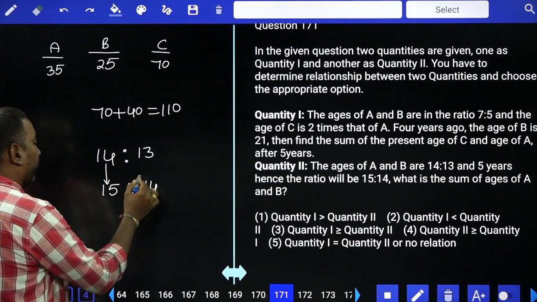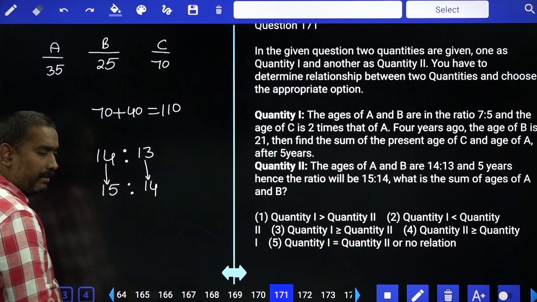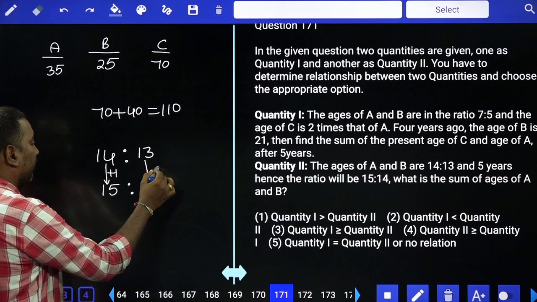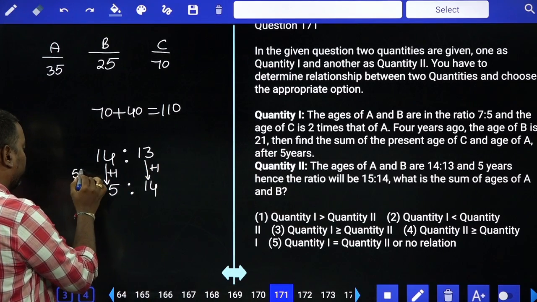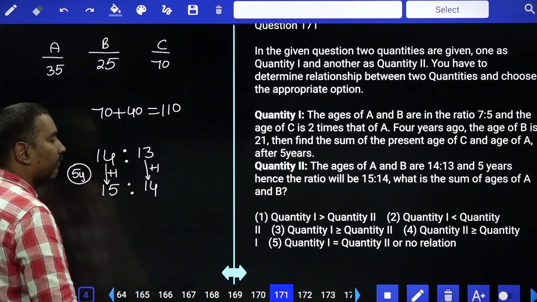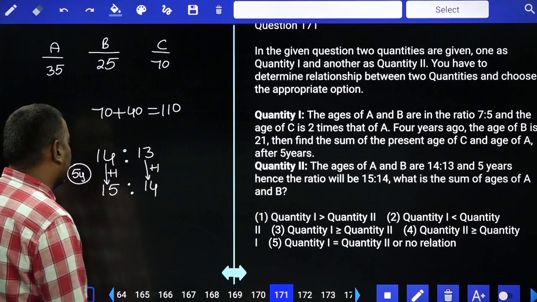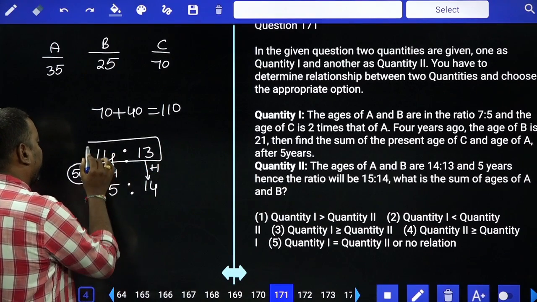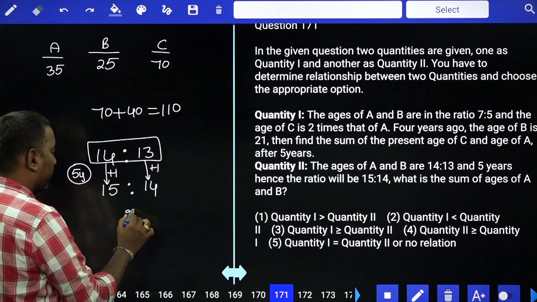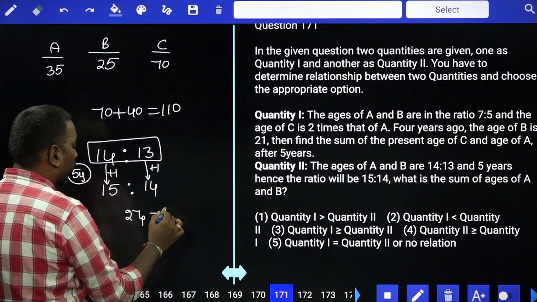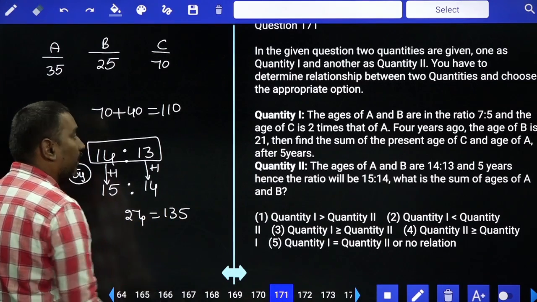14 parts became 15, 13 parts became 14, which means 1 part increased. For how many years? 5 years. So 1 part value is 5 years, and the sum of their present ages, 14 plus 13, means 27 parts. 27 fives are 135 years.